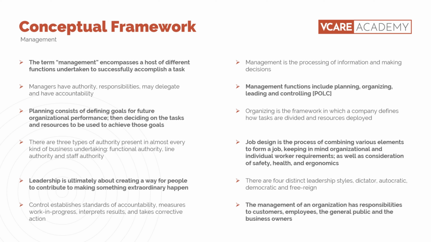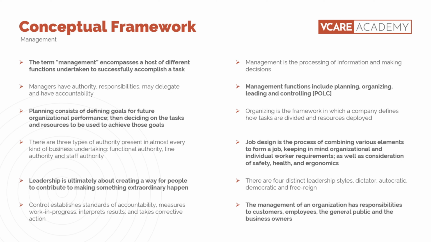Planning consists of defining goals for future organizational performance and then deciding on the tasks and resources to be used to achieve these goals. Organizing is the framework in which a company defines how tasks are divided and resources deployed. There are three types of authority present in almost every kind of business undertaking: functional authority, line authority, and staff authority.